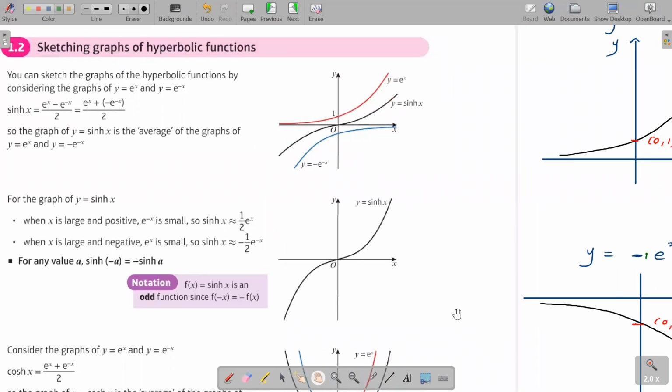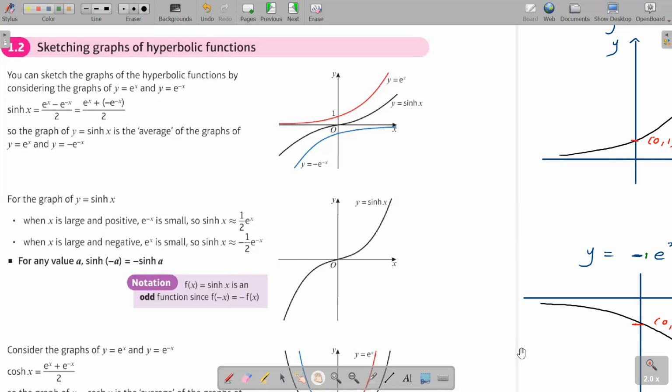A few more properties I want to discuss. You need to know what happens to each graph when your x becomes large and positive and when your x becomes large and negative. You need to know this property for all the graphs. What happens to the y value when the x value gets large and positive, that is, when x reaches positive infinity? And what happens to the y value when your x value reaches negative infinity?